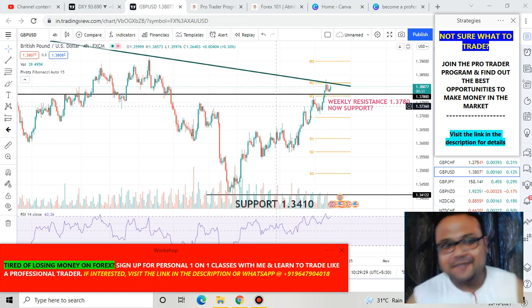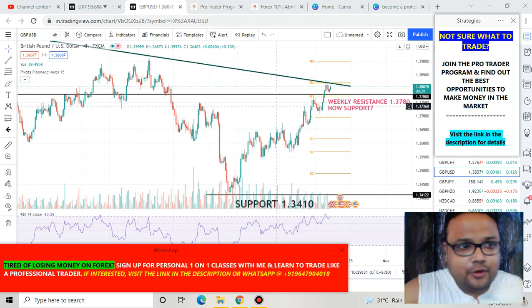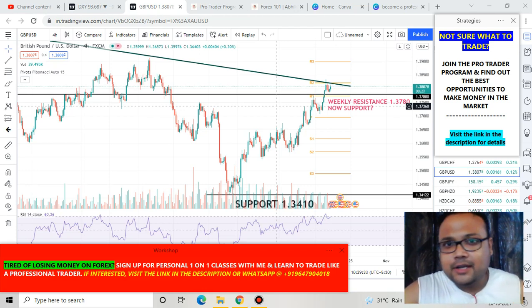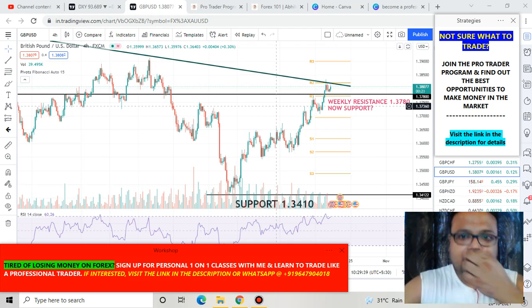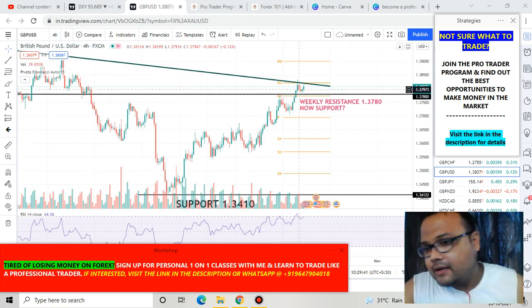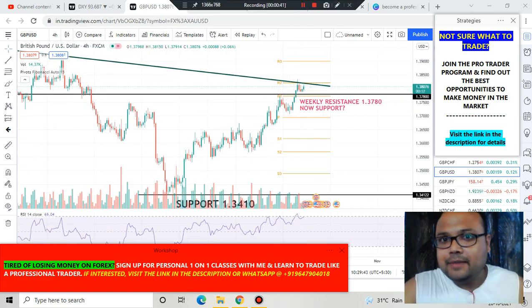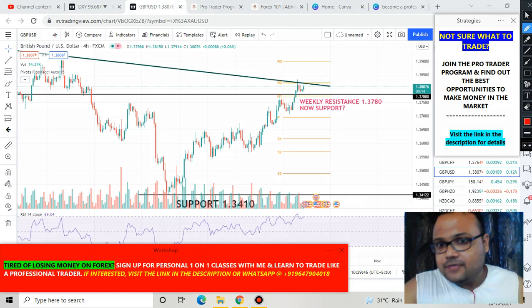So let's get started. This is the Forex chart of GBP USD in front of us right now, and if you have watched my yesterday's video, then hopefully you knew it from before that we are going to have a breakout kind of scenario here, because I clearly mentioned in my yesterday's video that there is a good possibility of the market breaking this resistance.